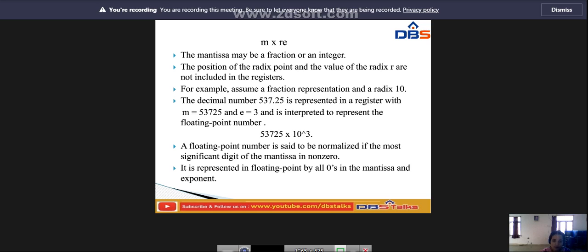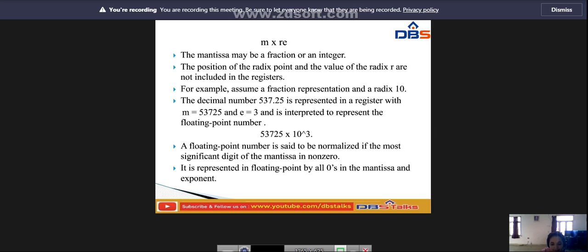So this is the representation of the decimal number. Okay, so a floating point number is said to be normalized if the most significant digit of the mantissa is non-zero.